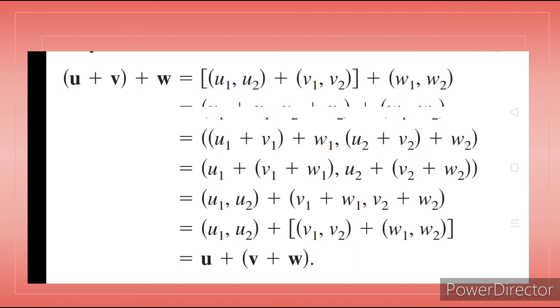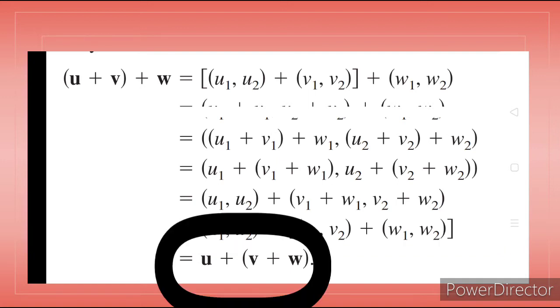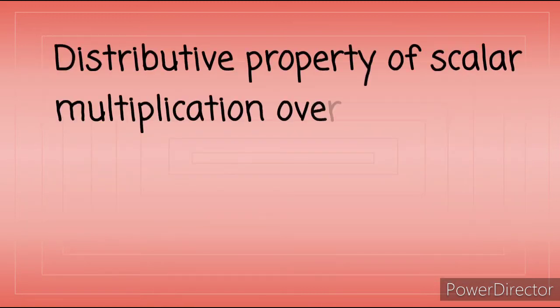Using the associative property, (u1 + v1) + w1 and (u2 + v2) + w2 is equal to (u1, u2) + (v1 + w1, v2 + w2), which is equal to (u1, u2) + ((v1, v2) + (w1, w2)), which is equal to u + (v + w). Let us also prove the distributive property of scalar multiplication over addition.